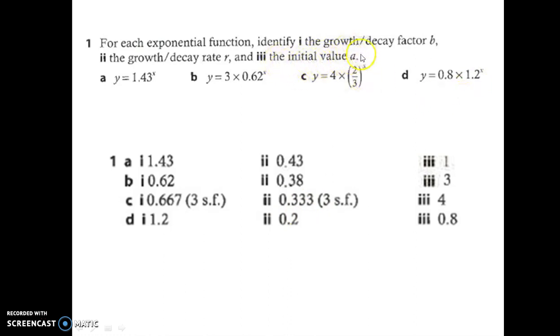Oh, I didn't answer the last question for all these. It says find the value of A, which is the initial value. This one, the A value must be 1 because there's no number in front, so it must be 1 times this. This one has that 3 in front, so that's our A value. There's a 4, and there's a 0.8 as our A value. So take a look at those. Make sure you understand the difference between that and that, this and that, this and that in every question.